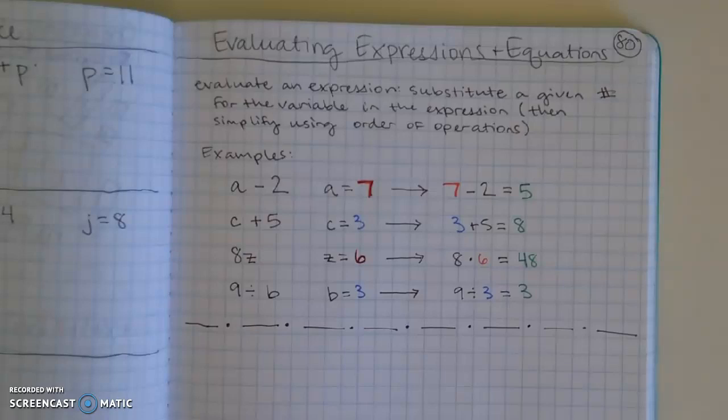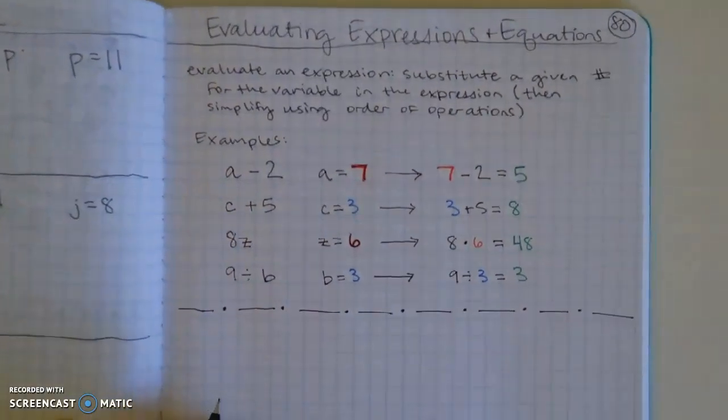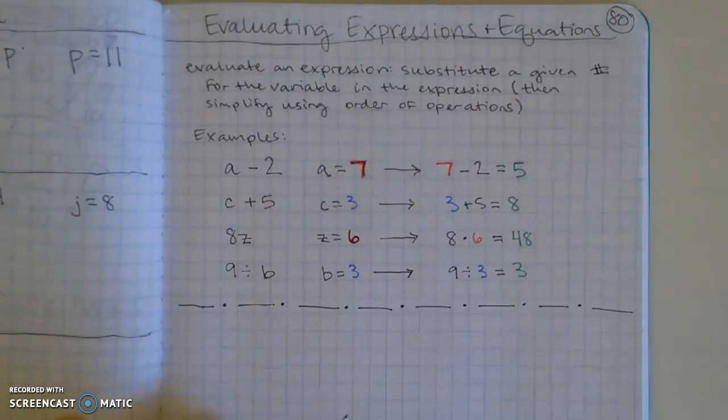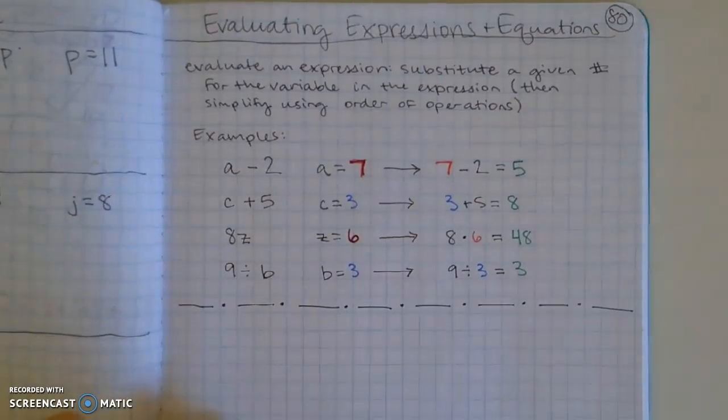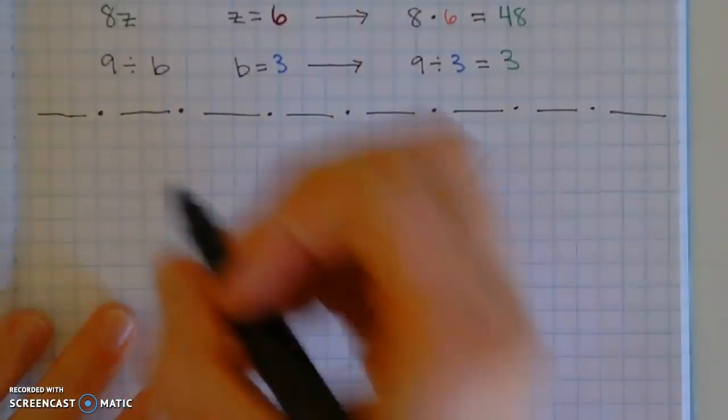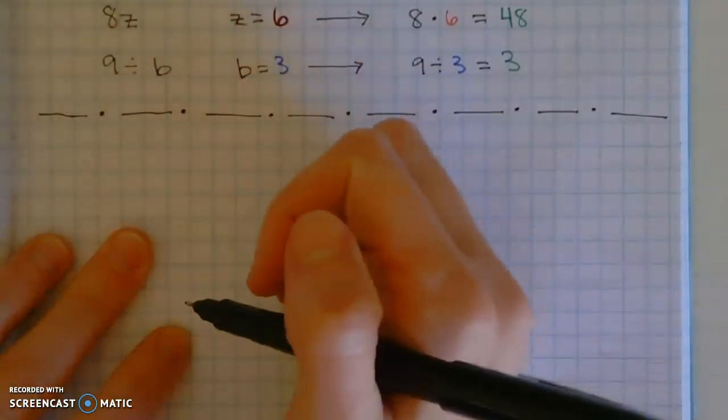We are going to continue our notes on evaluating expressions and equations today. So we're going to talk a little bit about if you have an equation, but you have an unknown variable. How do we solve that? Because that's what you're going to see a little bit next year also. So we're going to just add to the bottom of page 80 here.